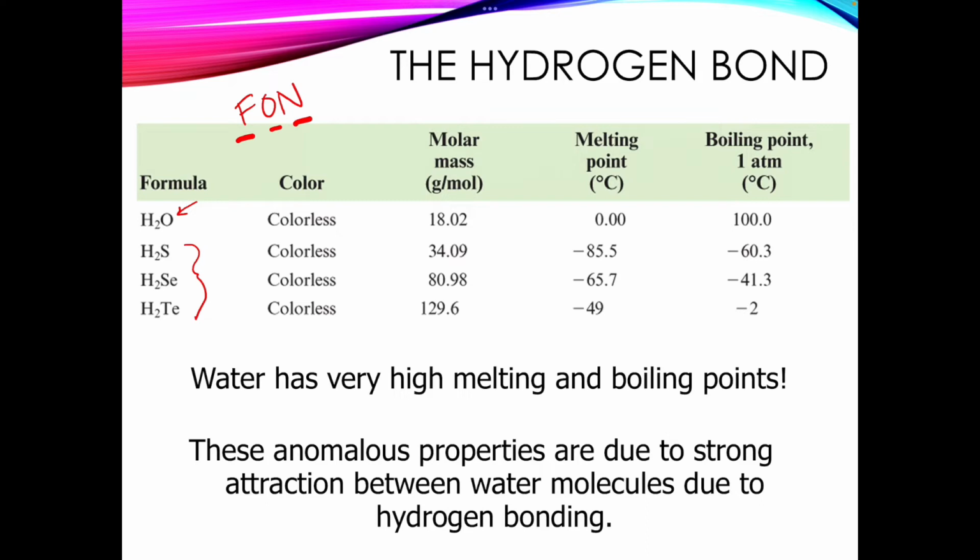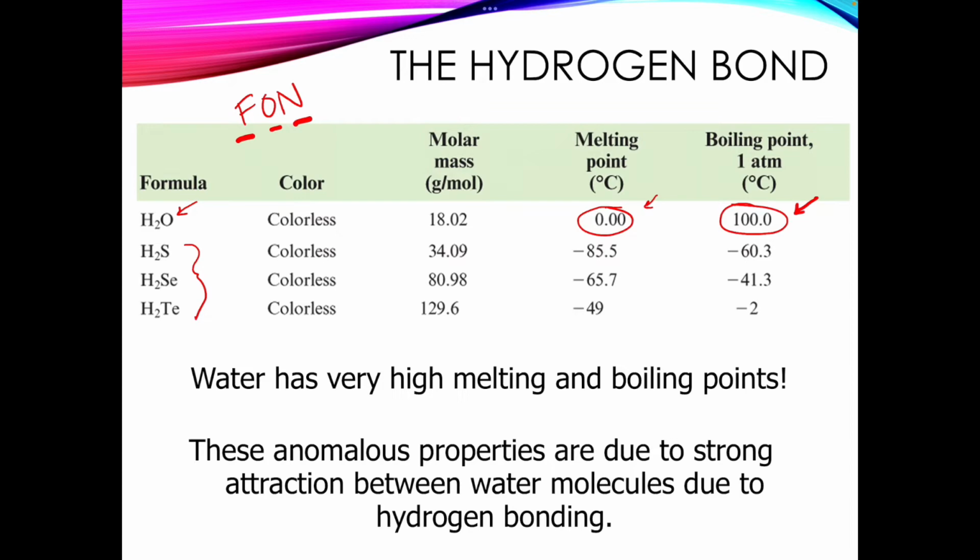Only water can form hydrogen bonds here. Okay, so water can form hydrogen bonds, which means it has a really high melting and boiling point compared to the other molecules. I know 0 doesn't sound like a high melting point, but do you see all of the other ones are negative? So 0 is a lot higher than a negative number. And if we compare the boiling points, 100 is a lot bigger than those negative numbers.